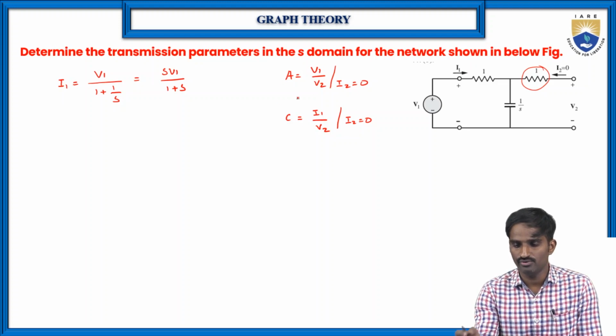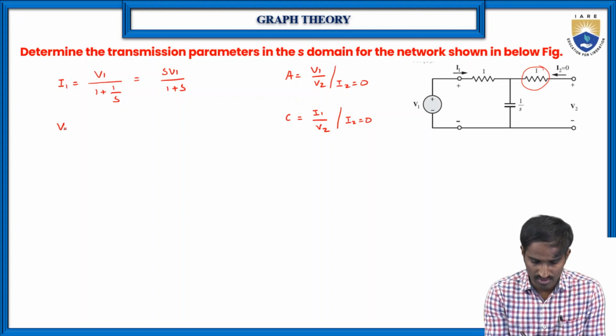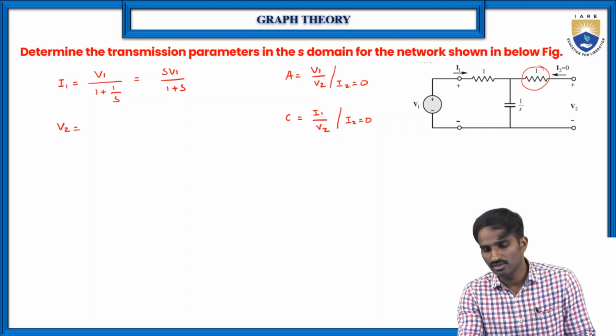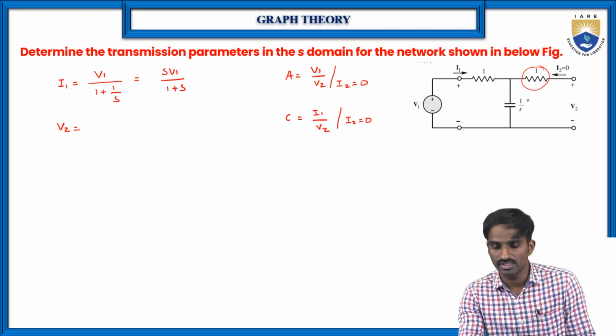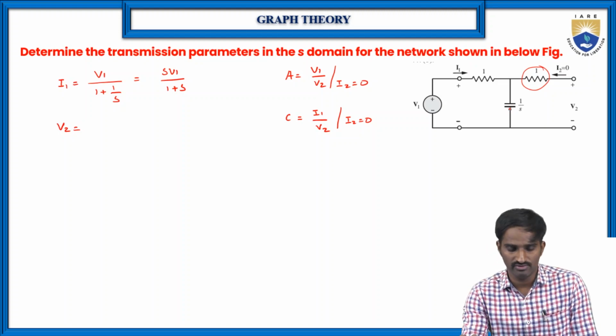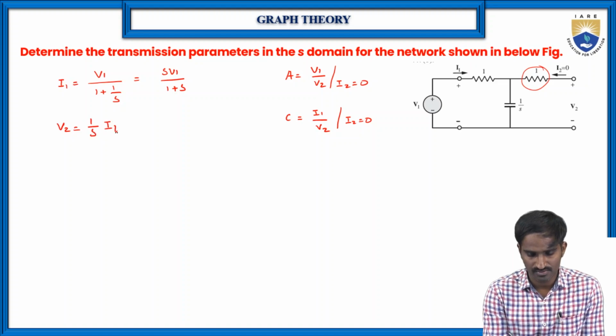So what we can do is next let us find V2. What is V2 here? V2 is nothing but the voltage across 1 by S. What is the current flowing through this 1 by S? Here I1 flows, but I2 is 0 because of the open circuit, so only the current I1 will flow. So V2 is equal to 1 by S into I1.